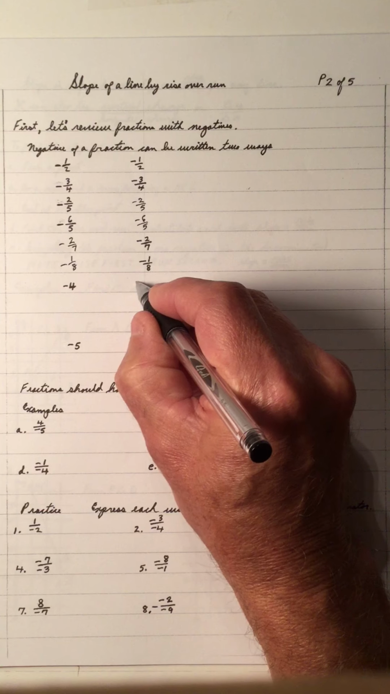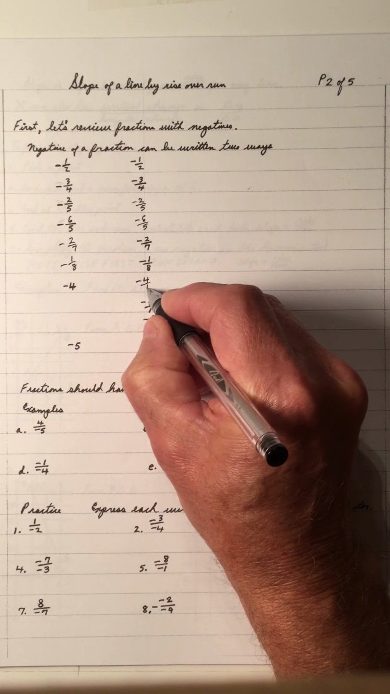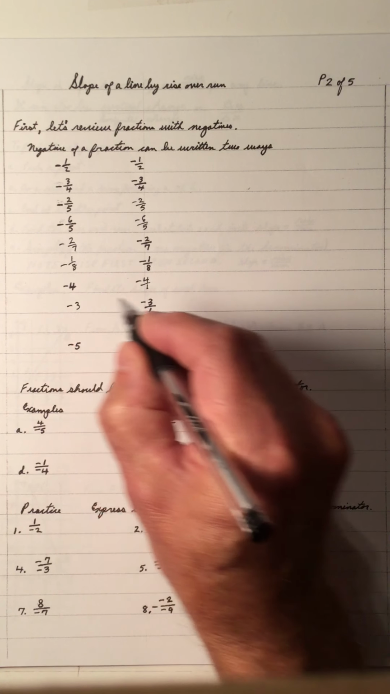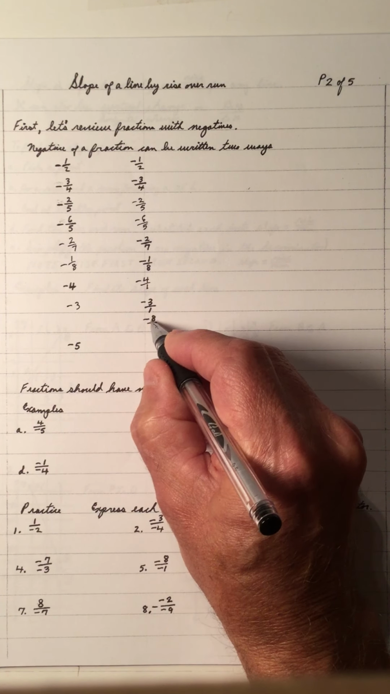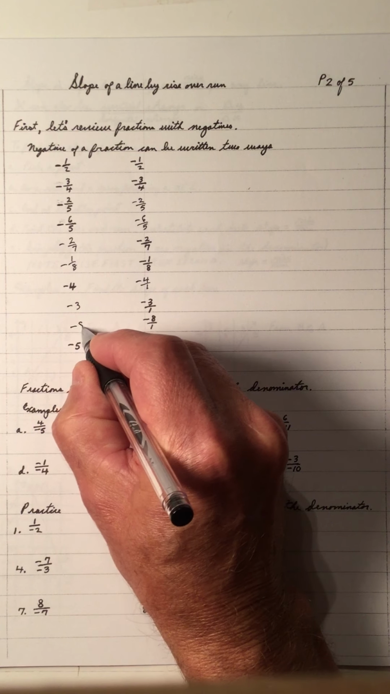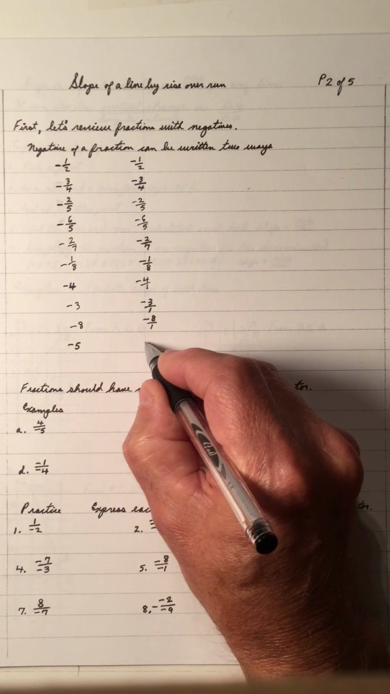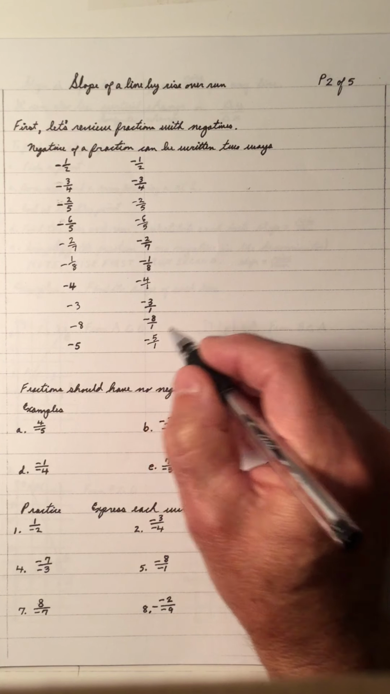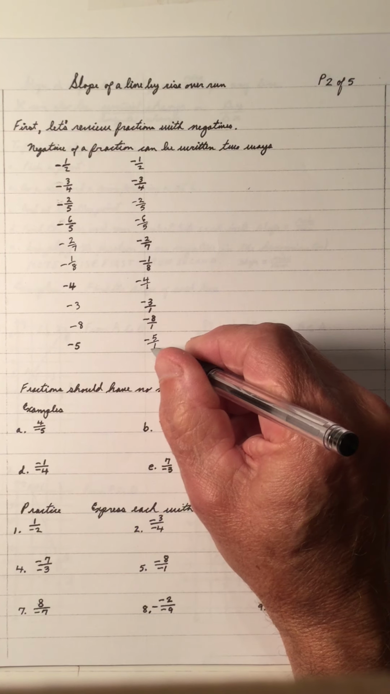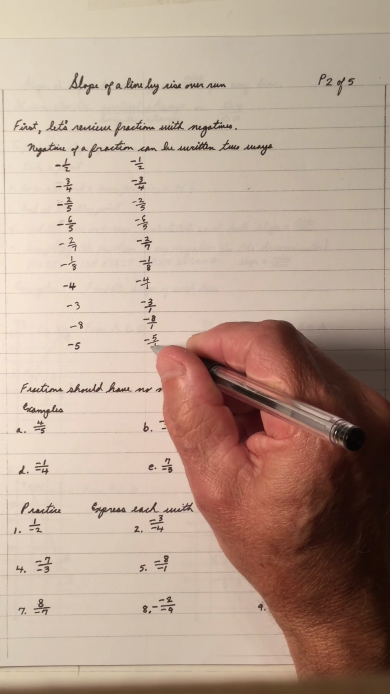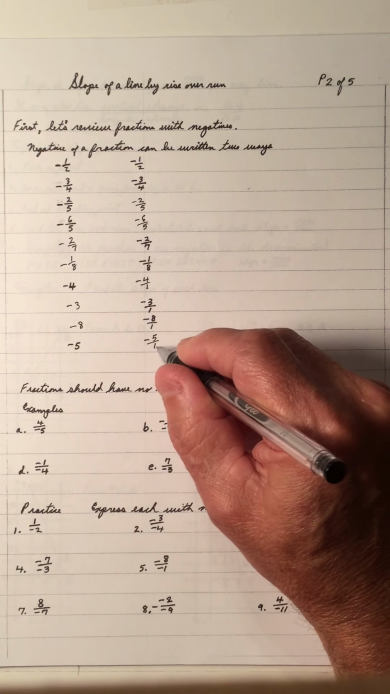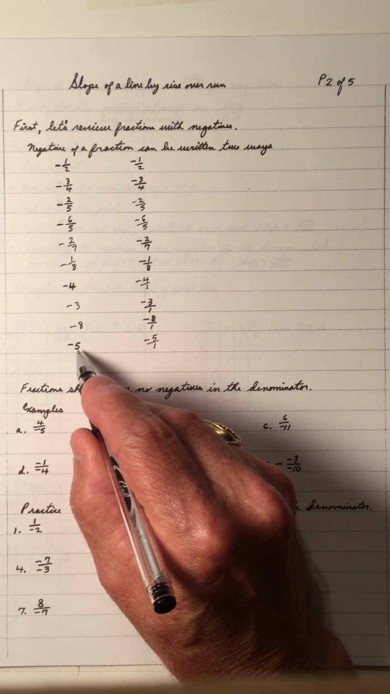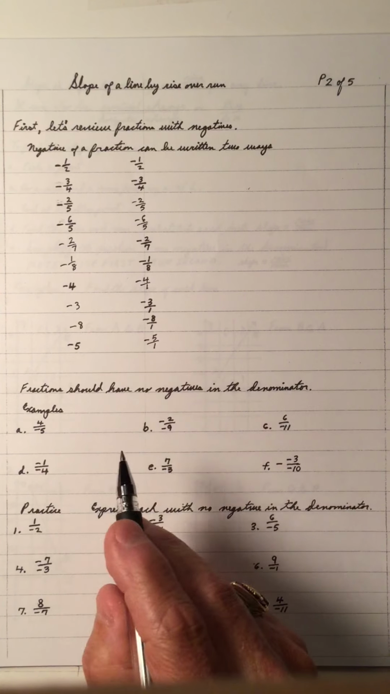Negative 4 could be written as negative 4 over 1. Negative 3 over 1 is written as negative 3. Negative 8 over 1 is negative 8. Negative 5 could be negative 5 over 1. The negative 5 over 1 is only in relation to the rise over the run, so that's why we're writing negative 5 over 1. Normally we would write just negative 5.